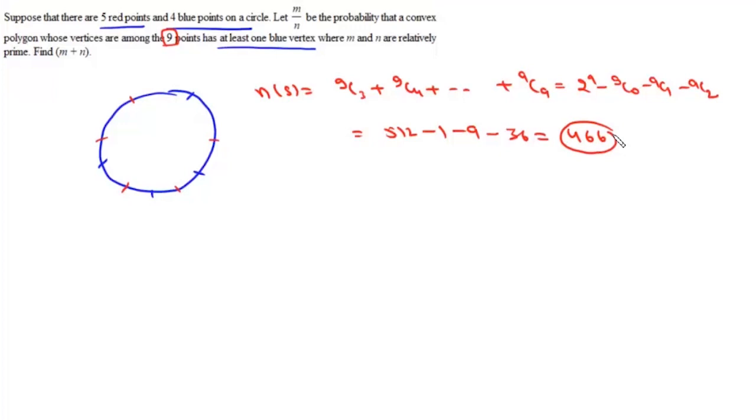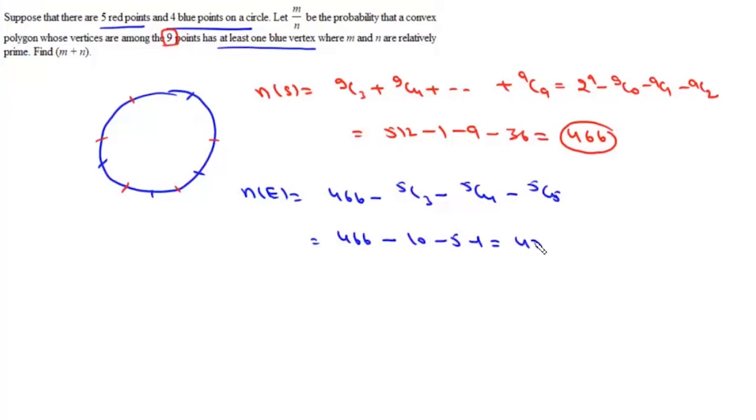Now from this we'll subtract all those cases in which a polygon doesn't have a blue vertex. So the number of favorable cases will be this total 466 minus all those cases when we do not have a blue vertex. So triangles that can be formed from these 5 red will be 5C3, minus quadrilaterals and minus the pentagon, which is 5C5. So this is 466 minus, now this is 10 minus 5 minus 1, so it will be 16.